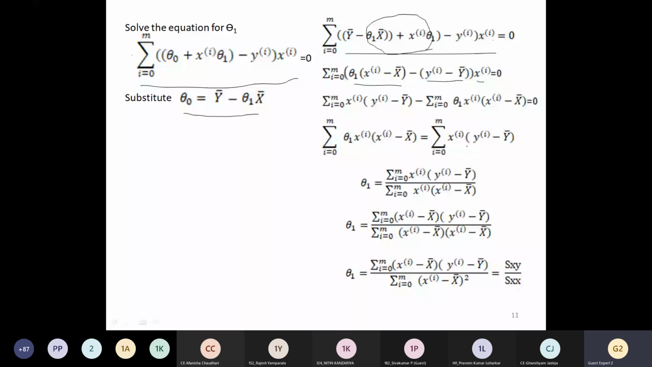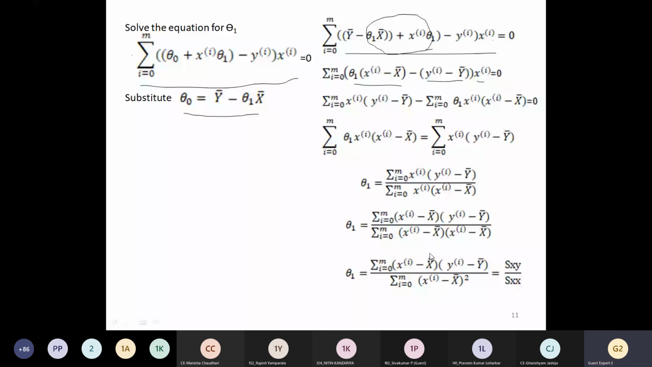Now I want to find theta 1. So I am taking theta 1 outside the sigma. Theta 1 is equal to sigma xi into yi minus y bar, upon sigma xi into xi minus x bar. Now I am replacing xi with xi minus x bar in the numerator as well as the denominator, so that is equal to this equation.